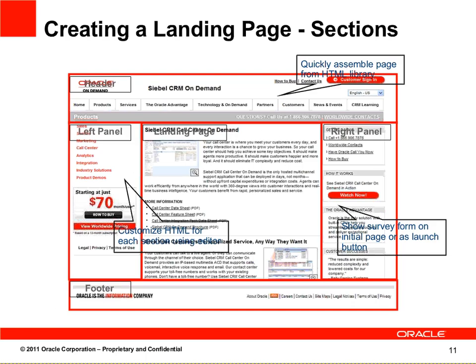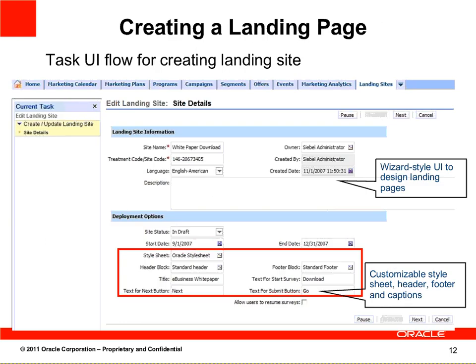Here's an example of the sections of a landing page. A landing page consists of different sections. Each section is physically an HTML document. So we have a header on top. We have a left panel, right panel, a footer, and in the middle we have the main content, which is the landing page itself.